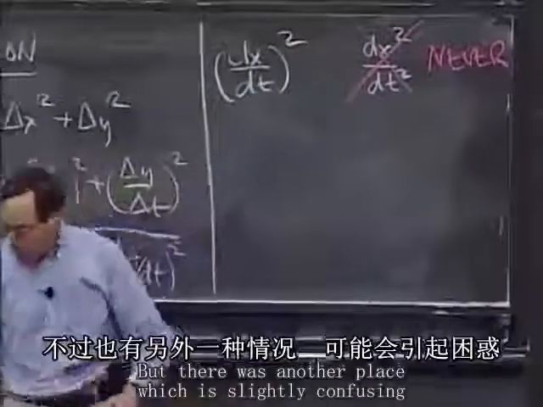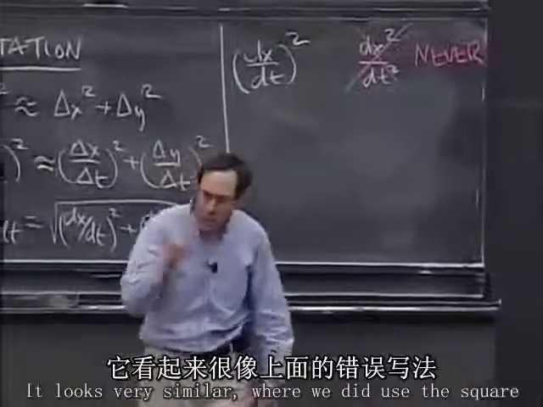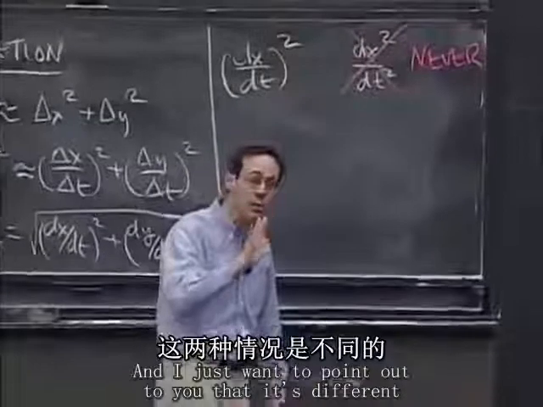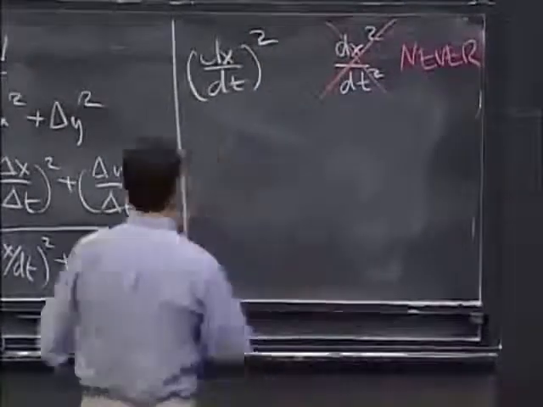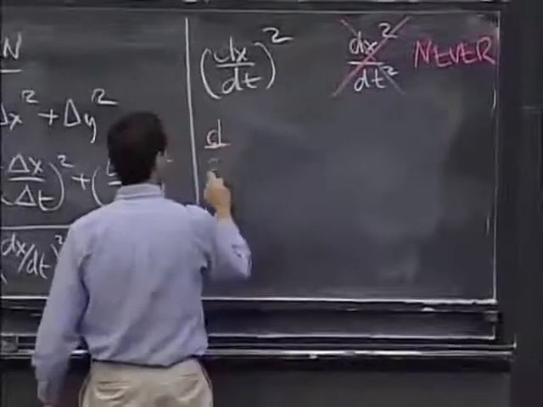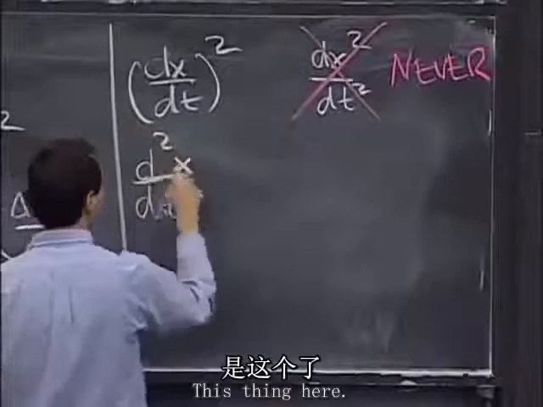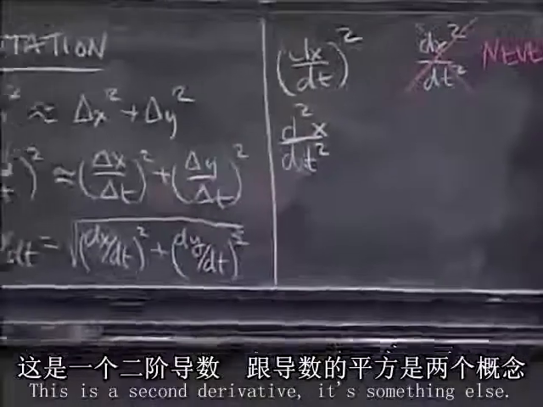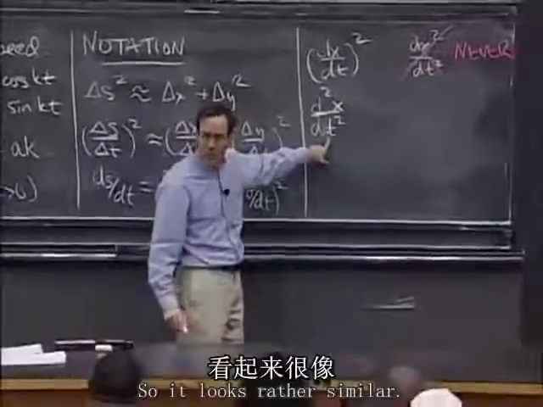But there was another place which is slightly confusing. It looks very similar, where we did use the square of the differential in a denominator. I just want to point out to you that it's different. It's not the same, and it is okay. And that was this one. This thing here, okay? This is a second derivative. It's something else. And it's got a dt squared in the denominator, so it looks rather similar.